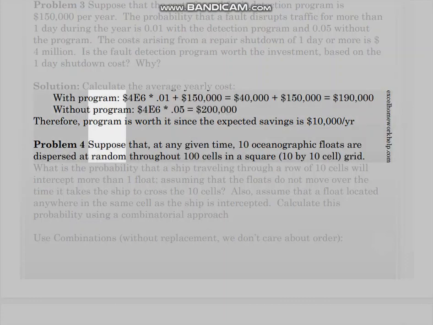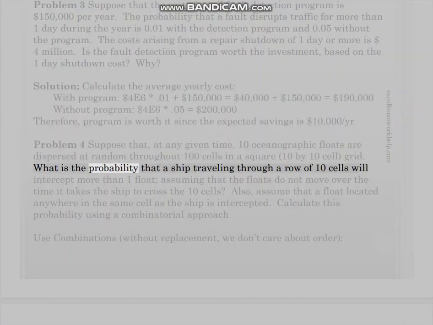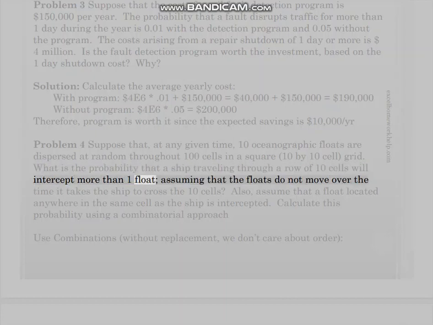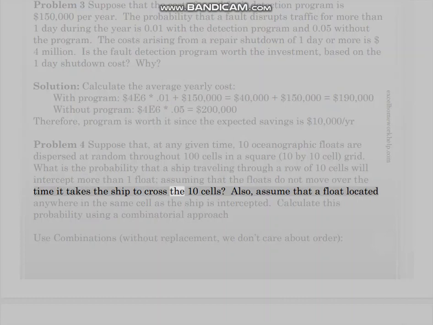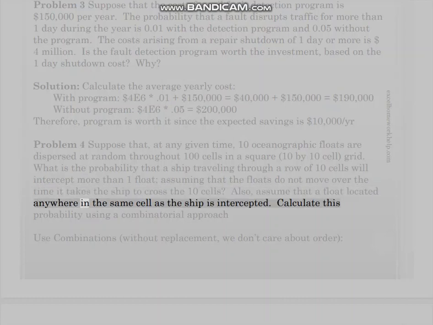Problem 4. Suppose that, at any given time, 10 oceanographic floats are dispersed at random throughout 100 cells in a square, 10 by 10 cell grid. What is the probability that a ship traveling through a row of 10 cells will intercept more than one float, assuming that the floats do not move over the time it takes the ship to cross the 10 cells? Also, assume that a float located anywhere in the same cell as the ship is intercepted. Calculate this probability using a combinatorial approach.